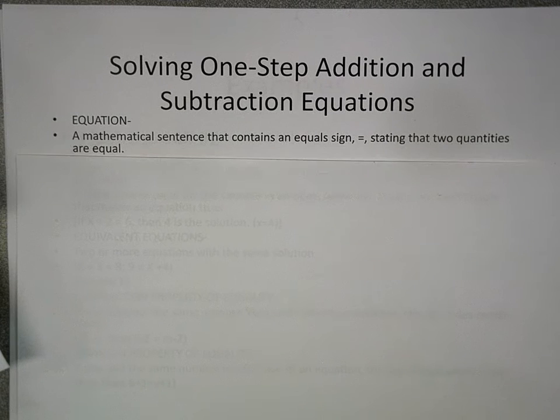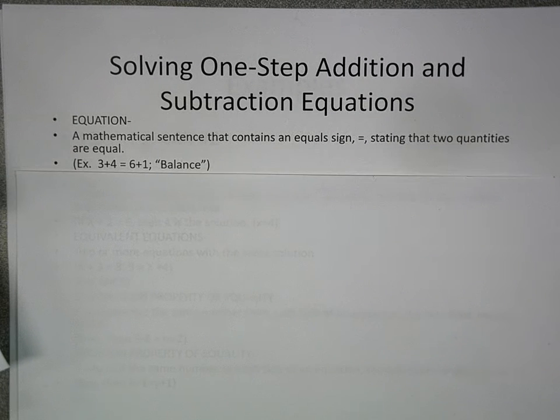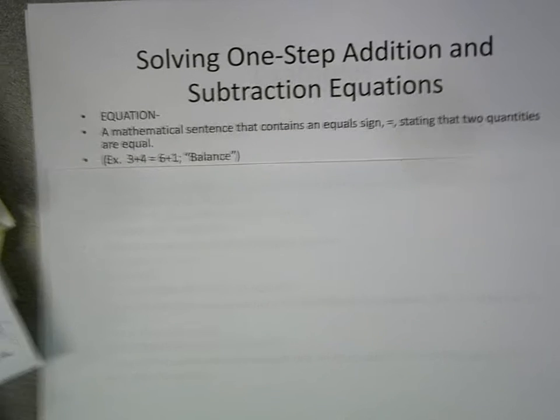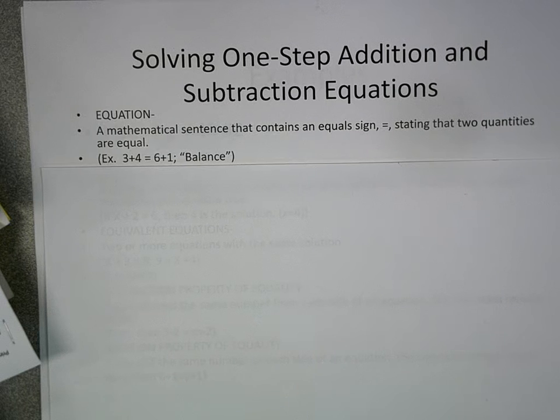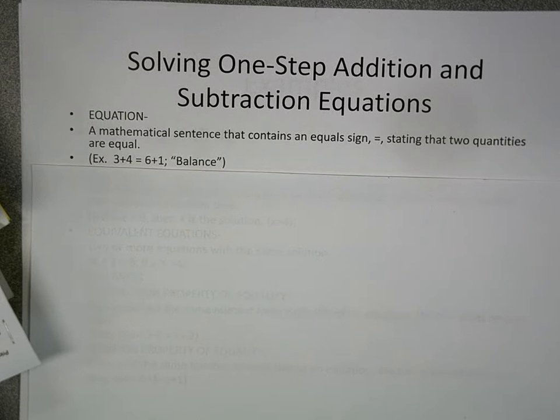So in your little box, here's what I want you to put. Here's an example: 3 plus 4 is equal to 6 plus 1. That would be an example of an equation. 3 plus 4 is equal to 6 plus 1. Right next to it, just write the word balance. That might not make sense right this second, but hopefully it will by the time we're done with this lesson. Balance.